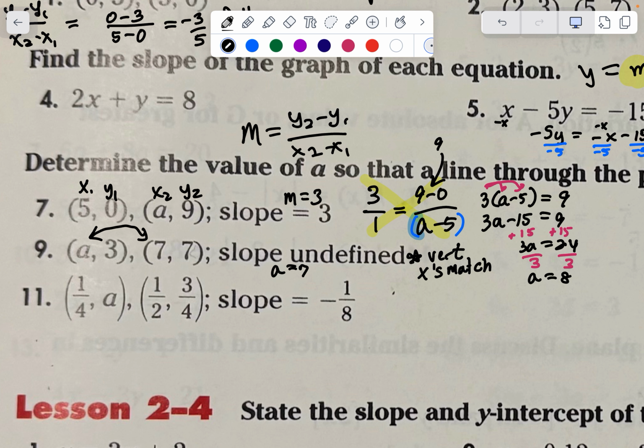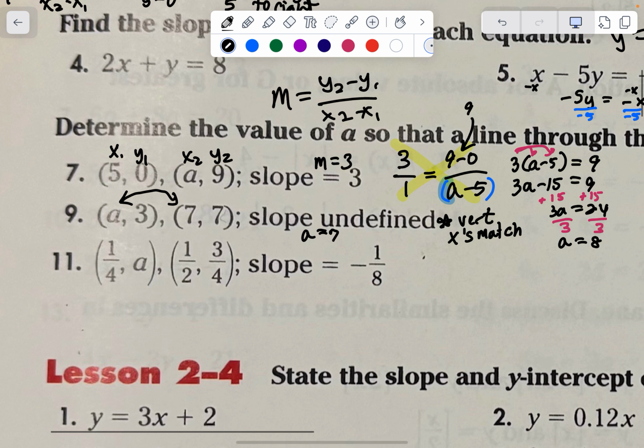And then the last one I want to do with you in this section is number 11. Because there are so many fractions there, and fractions can be weird, since there are going to be fractions within the fractions, and they're going to be funky. So let's do 11 together, okay? So we know that negative 1/8 is our slope.